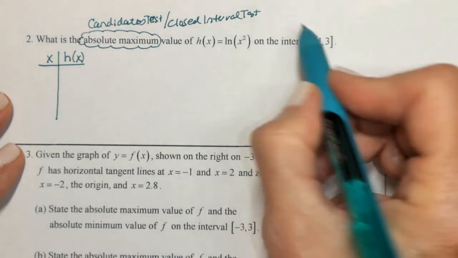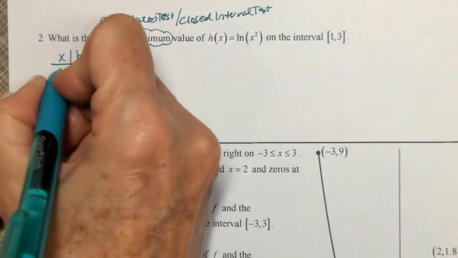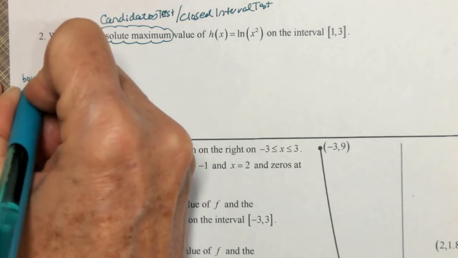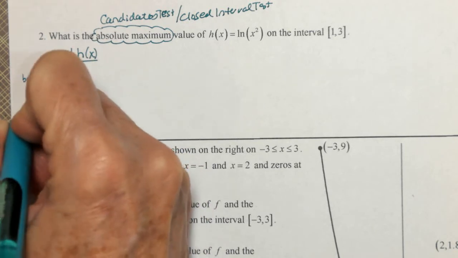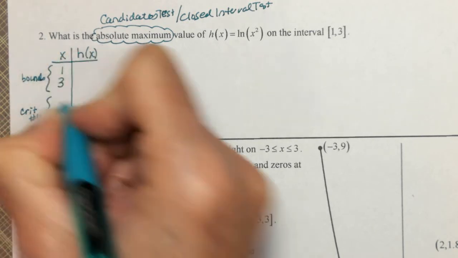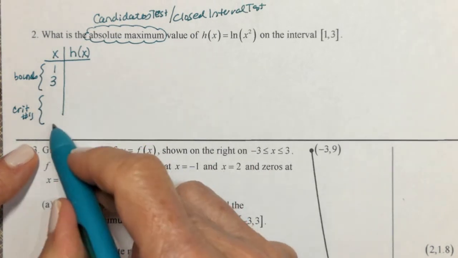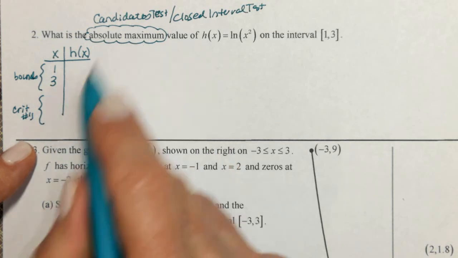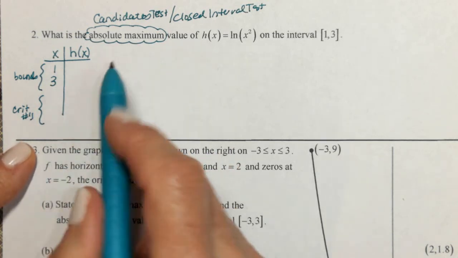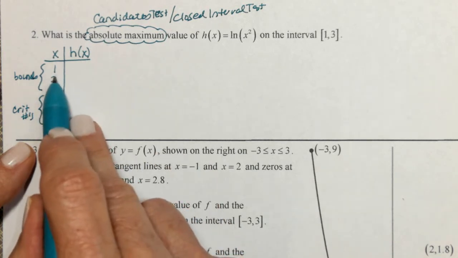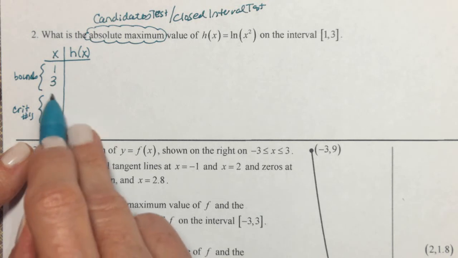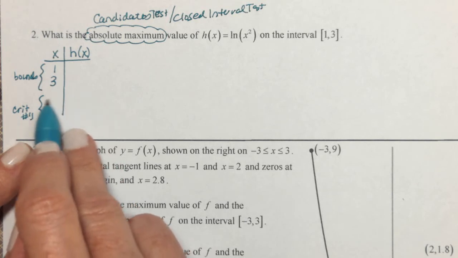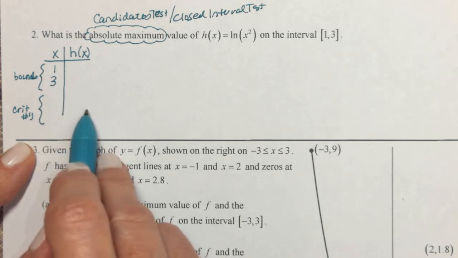So I'm going to begin with the values on our closed interval, and I'm going to say where I got those from. So these are my boundaries. And then I'm going to include any critical numbers, particularly the x values that make the relative maximum, because the absolute max can occur at a boundary or a relative max. So we really only are concerned with the x values that make the relative maximum.